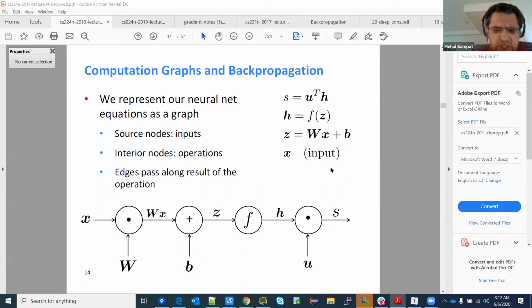So you start with your input X, you compute Z, which is simply W times X plus B, and W is the weight matrix. And then you have a nonlinear function f, right? So H is basically f of Z. And finally, you have S, which is U transpose H. Okay, so we have represented these equations as a graph.